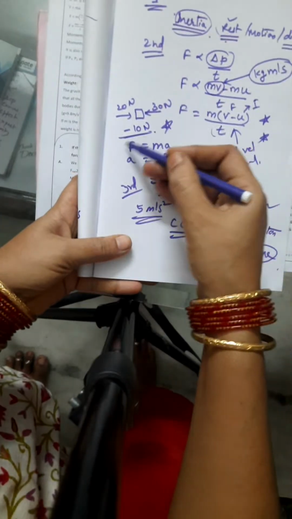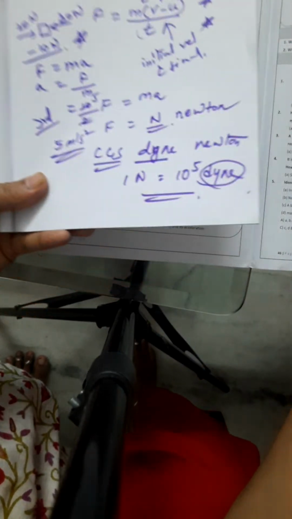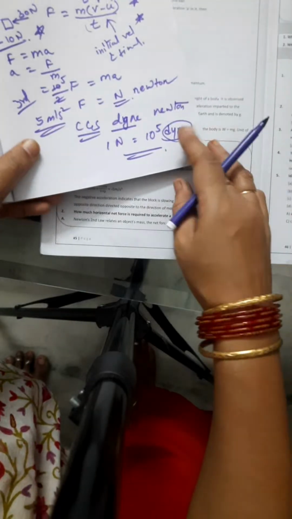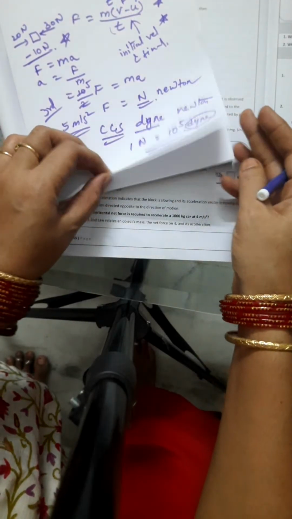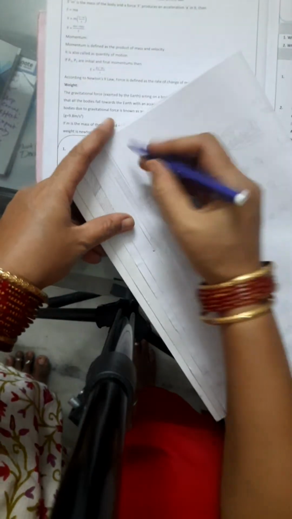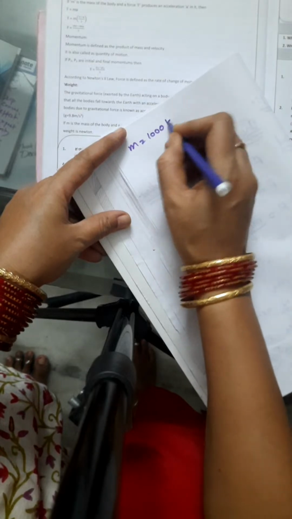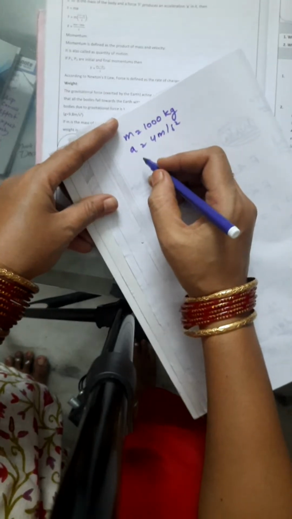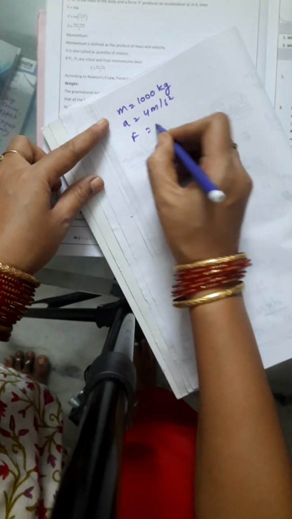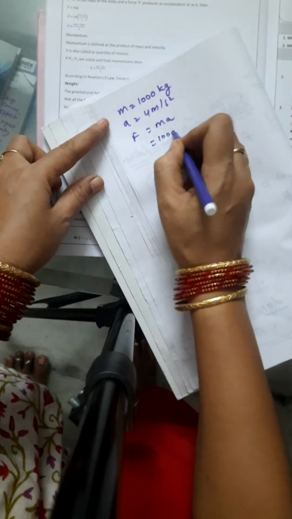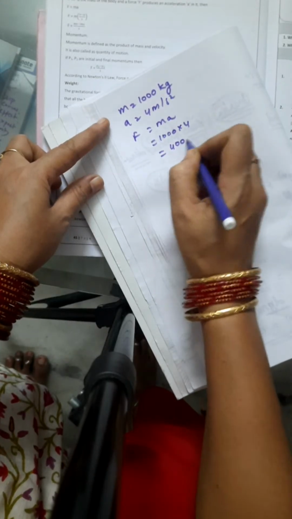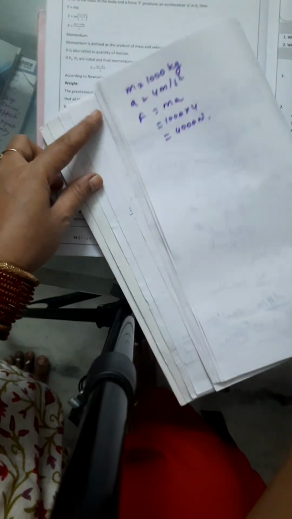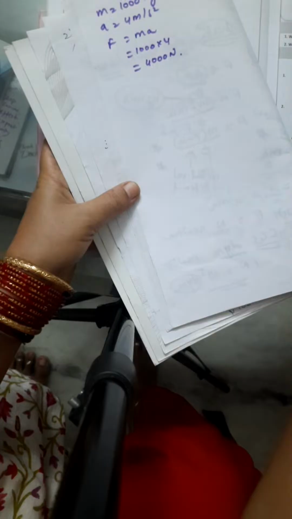On force, mostly they will give this kind of question, which is very simple and straightforward. Now the next one: how much force is required when a 1000 kg car is at 4 meter per second square acceleration? Mass is given 1000 kg and acceleration is given 4 meter per second square. We need to find the force. Force is MA. Thus it is 1000 multiplied by 4, which is 4000. Unit will be Newton. Is it clear? Okay, next question.